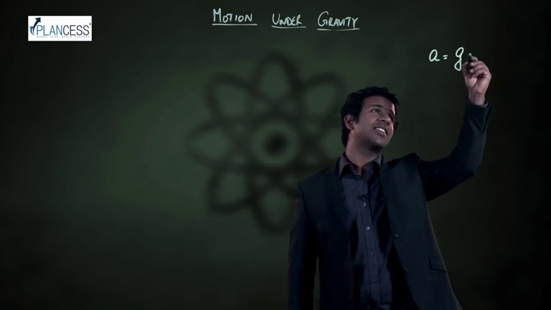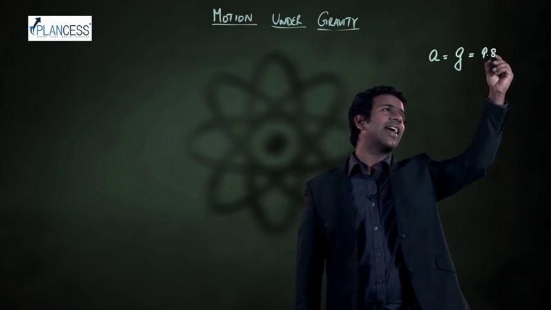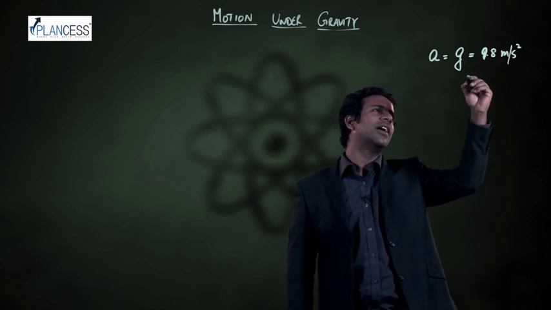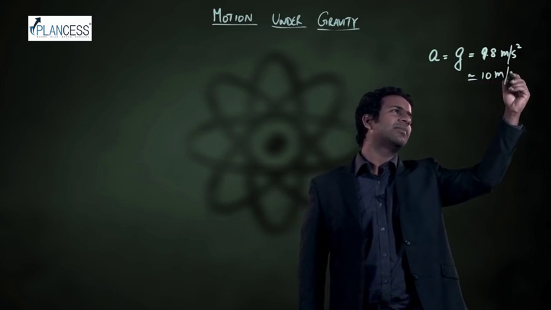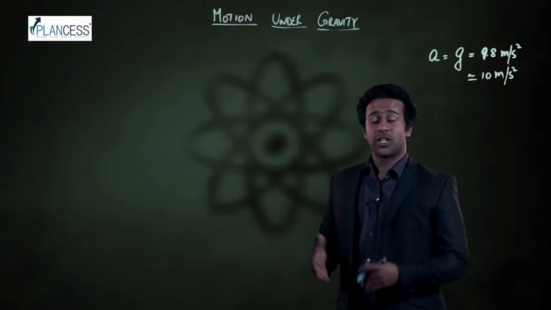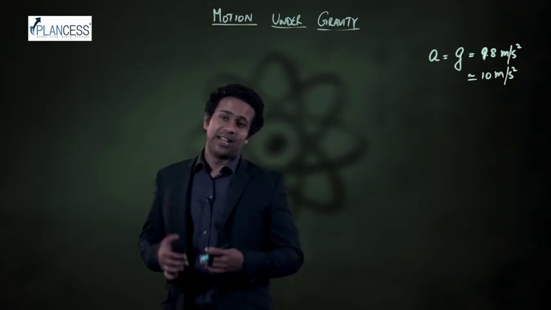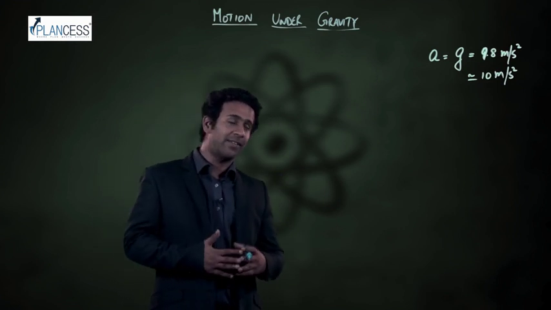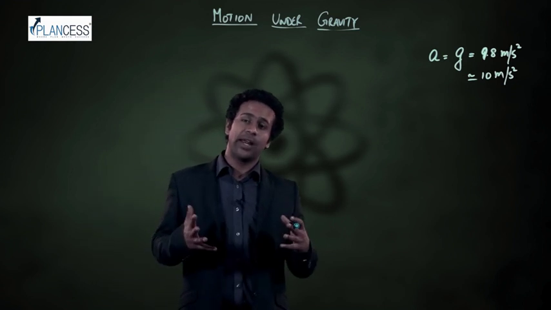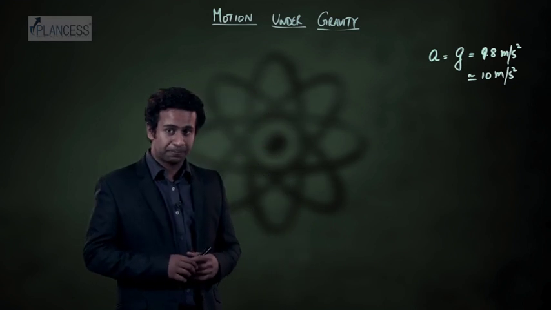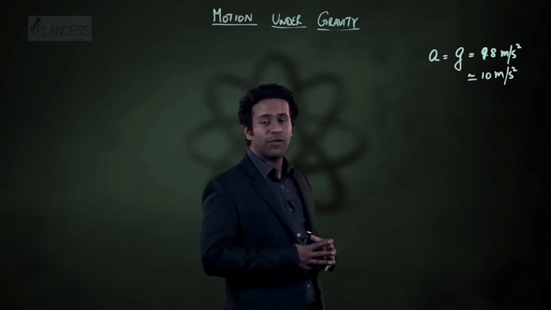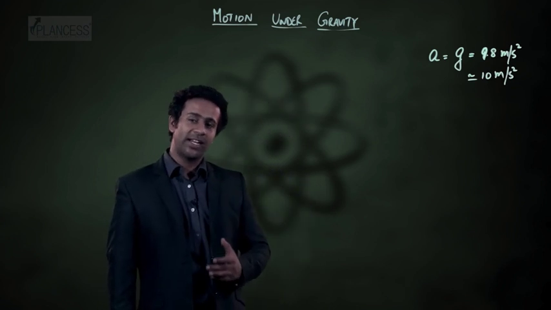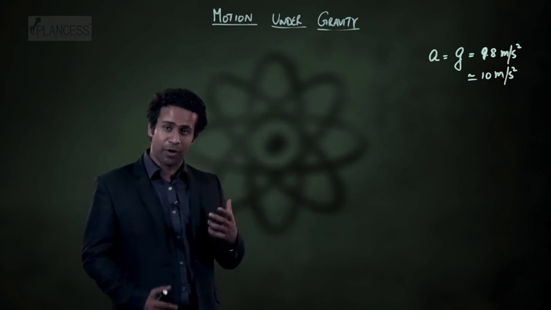This acceleration has a value of 9.8 meter per second square and is often approximated as 10 meter per second square. So the significance of this value is that no matter how large or small the mass of a body, it will always have this acceleration if it is falling under the influence of gravity. Now when we say falling under the influence of gravity, what we mean is that there is no other force acting on that object other than the gravitational pull of Earth.